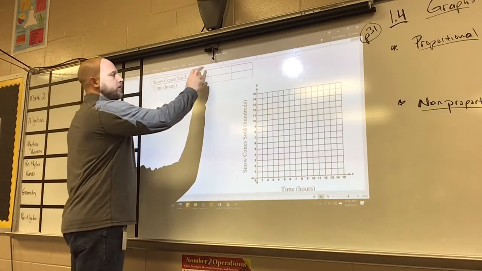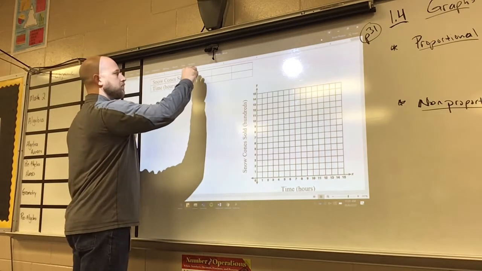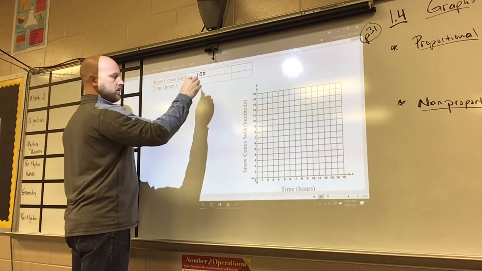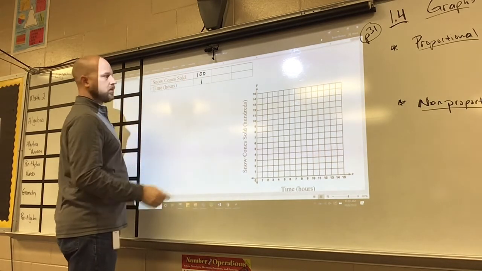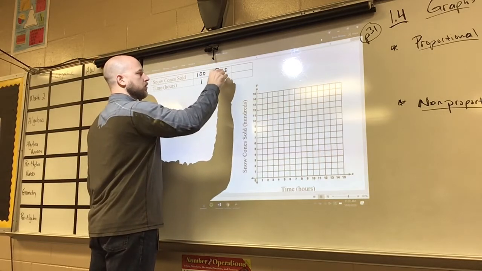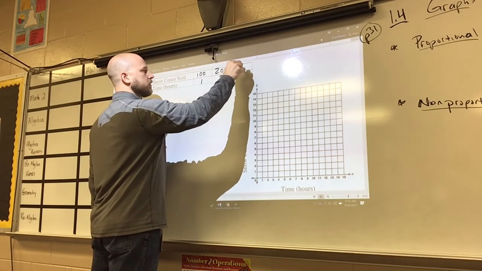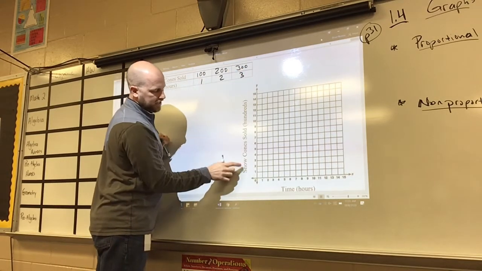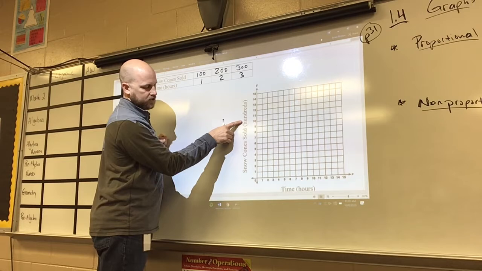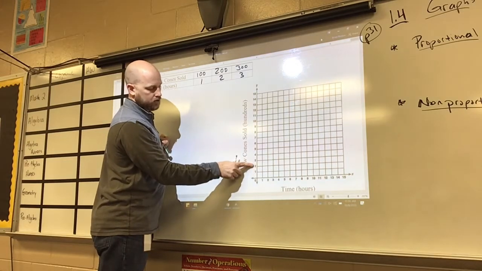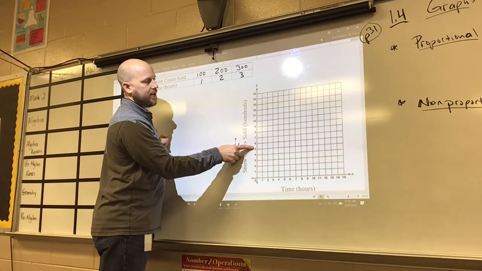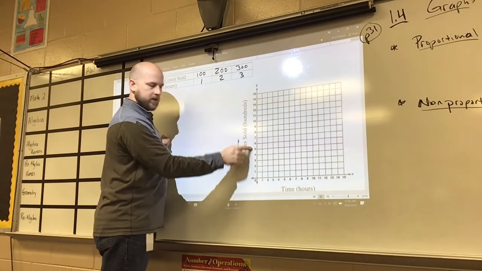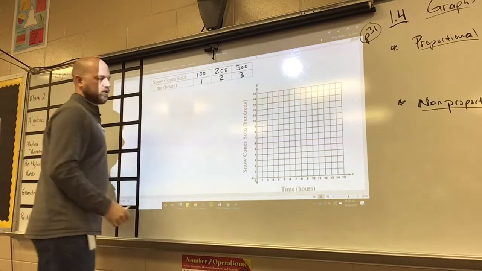But for this case, let's go 100 snow cones sold in 1 hour, 200 snow cones sold in 2 hours, 300 in 3 hours. Every 100, so if you read this side, these are the snow cones in hundreds: 100, 200, 300, 400, 500. Some problems don't have hundreds on here. If it doesn't say hundreds, then you just go by the normal value, and I'll try to do one of those in a second.